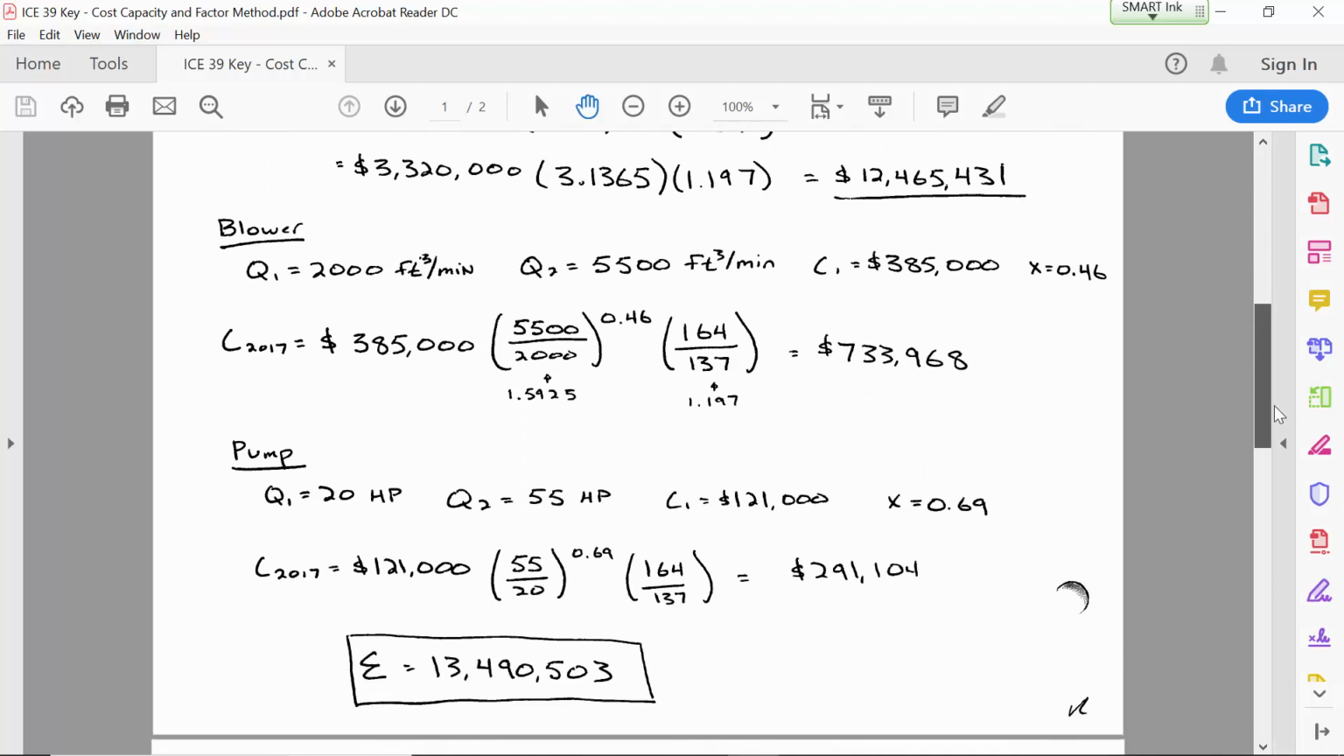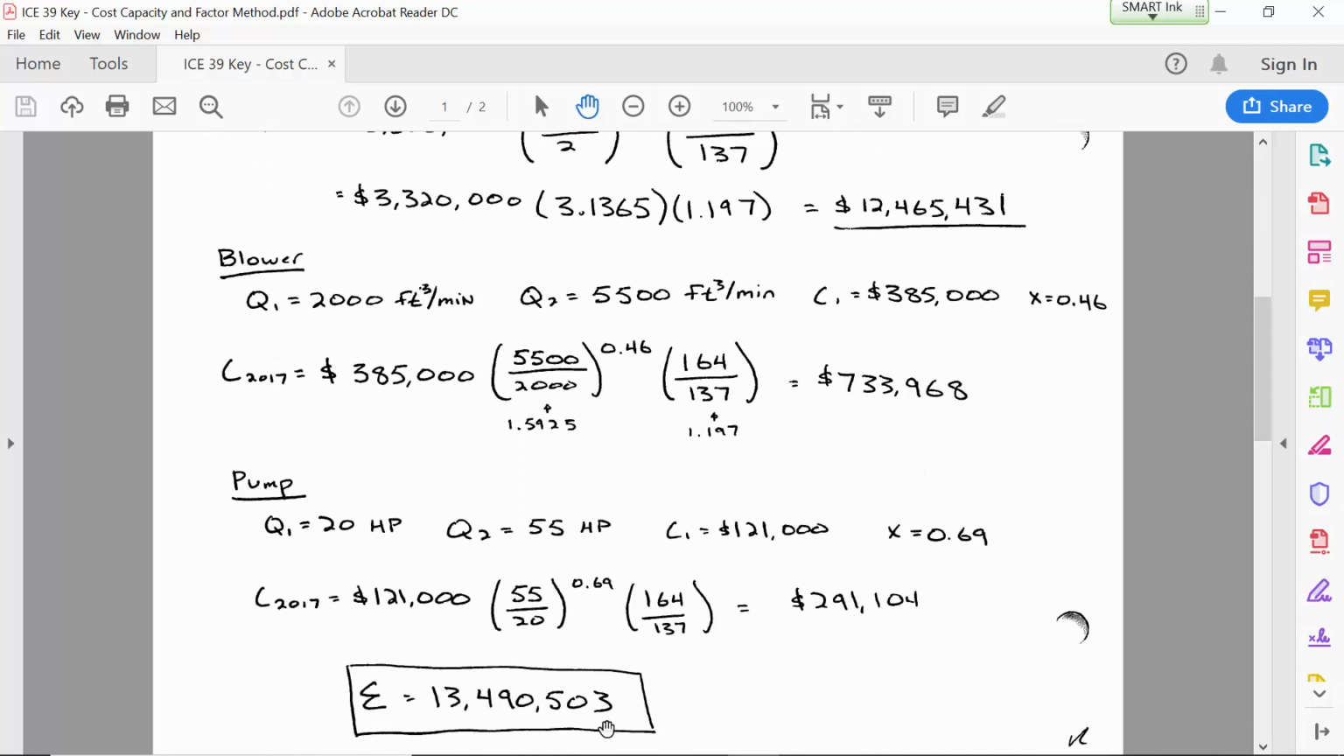And then finally, the cost of the pump means that our total cost of all 3 components together is $13,490,503. And if we want to be accurate to the nearest dollar, remember that you have to keep all the precision in your calculator, and so you wouldn't want to round off to like 3.1, or you wouldn't round off to 1.2, because as soon as you do that, then you're no longer accurate to the nearest dollar.